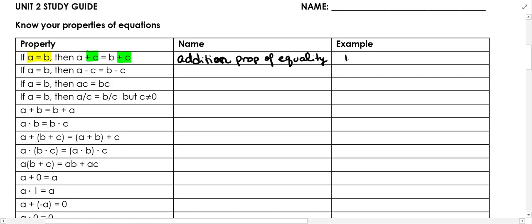It goes something like this. If you know 10 equals 10, and you do 10 plus 2, is that also going to be equal to 10 plus 2? Yes, because 12 equals 12. All right, same deal on the next one.